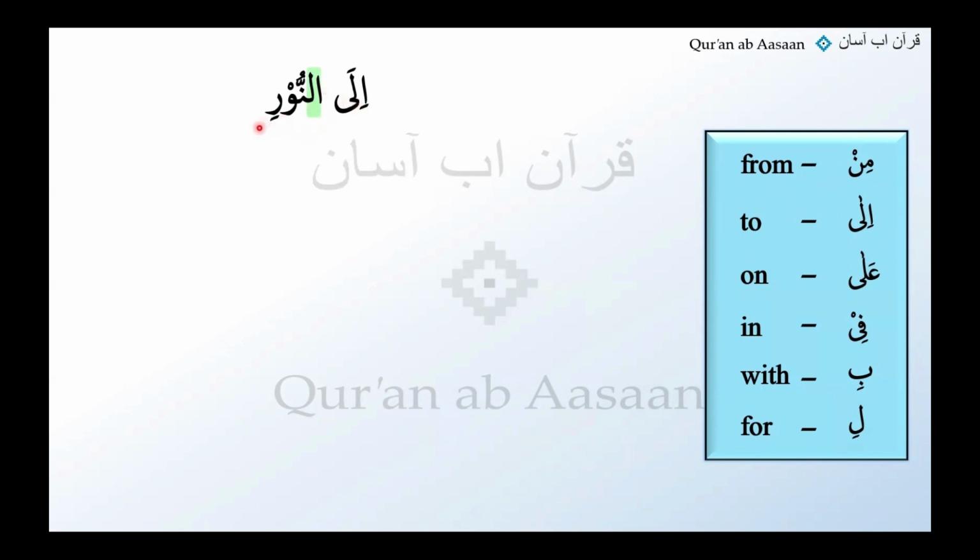We have practiced it enough that by now we are sure that it's a harf jar followed by a noun in jar. It's a murakkab jari. So what can we confidently do now? We can underline it red. Now we are done with coloring. What's next now? Now we dissect. Ila, harf jar.